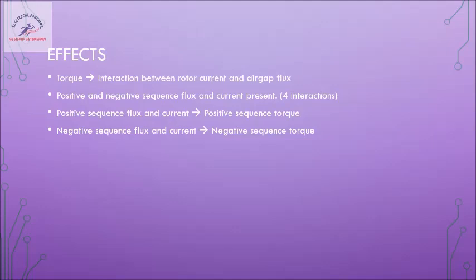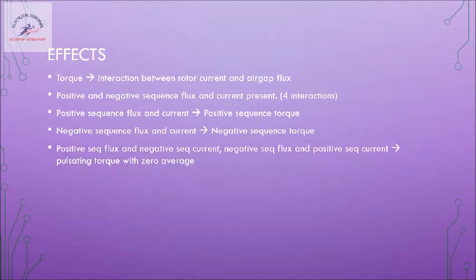Now there are two more small terms which we have ignored in our calculations. That is positive sequence flux interacting with negative sequence current, and negative sequence flux interacting with positive sequence current. The torque because of this is pulsating in nature and their average value will be zero. That is, they will cancel each other out. That means two torques are pulling the rotor in opposite directions at the same instant. So their effect may be neutralized, but these torques are present in the rotor.